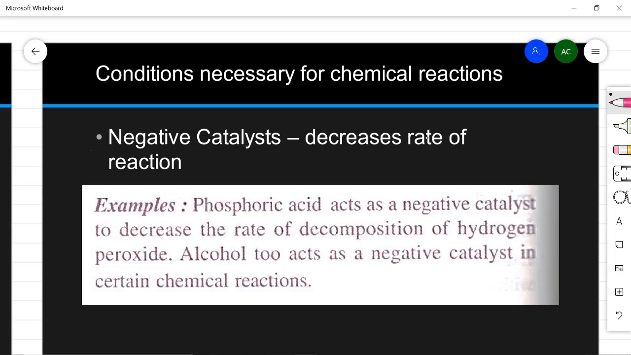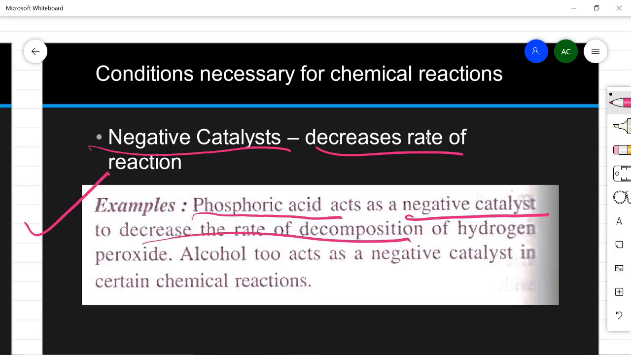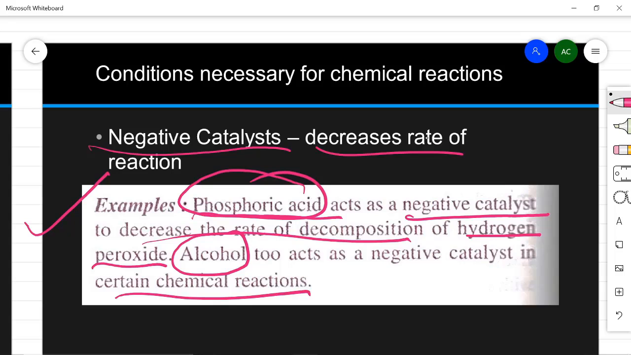Next is negative catalyst definition. I've already told you, decreases the rate of reaction. Example, reaction wise it is not given in your syllabus, so you just learn this word equation that phosphoric acid acts as a negative catalyst to decrease the rate of decomposition of hydrogen peroxide. Okay, so you have to just learn this reaction. There are two things, phosphoric acid as negative catalyst and alcohol as a negative catalyst in certain chemical reactions. So only this thing you have to learn.